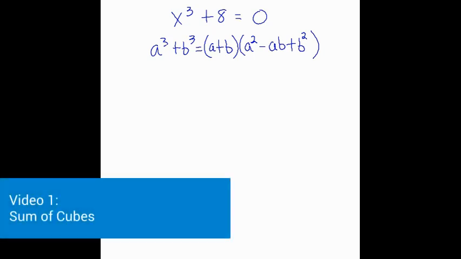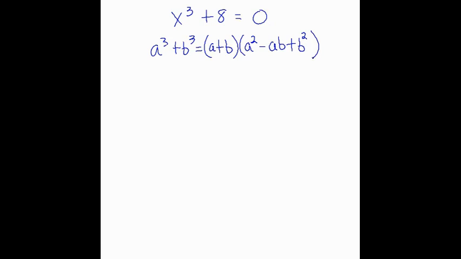Hello there. In this video, really quickly, I'm going to solve this binomial cubic equation by using the sum of cubes formula. So a cubed plus b cubed equals the quantity a plus b times a squared minus ab plus b squared. So a is equal to the principal cube root of the first term, that would be x in this term, and b would be equal to the principal cube root of 8, which is 2.